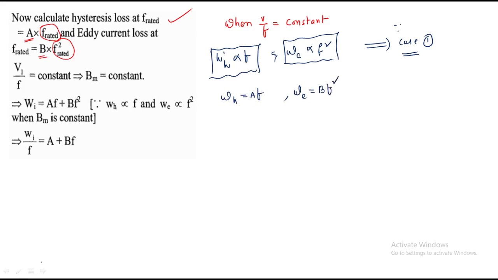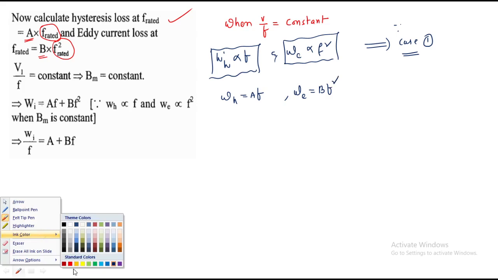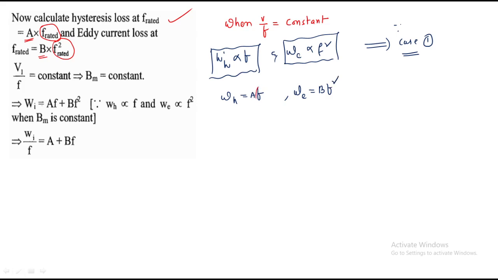So these frequency values are the values that we are going to take for different readings. These are the values from the readings we have taken. Then how to calculate A and B?